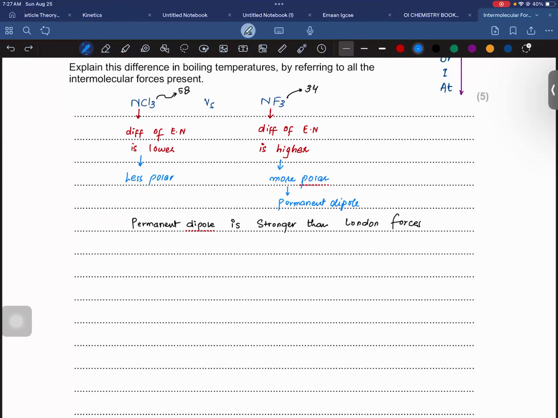So finally, London forces are greater in NCl3 than NF3.